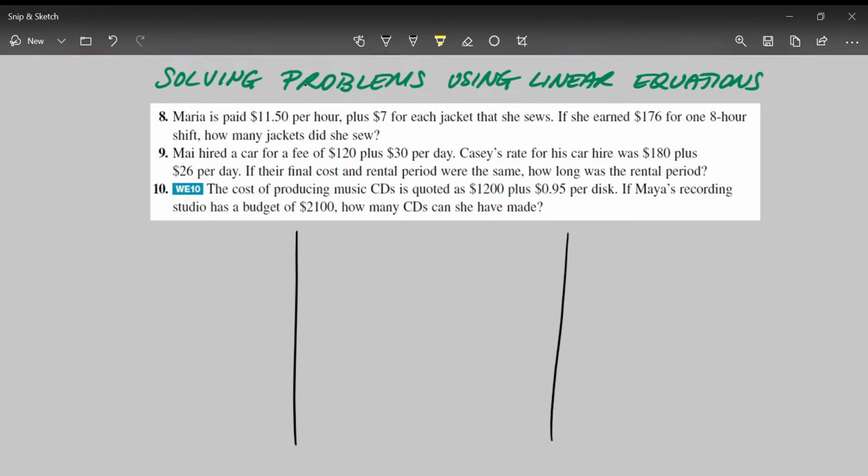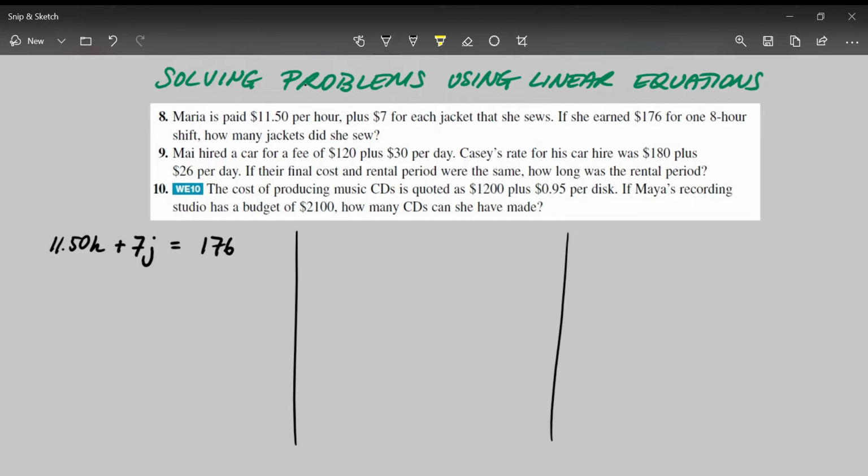I've got 3 examples here that I'd like to run with you, and hopefully this gives you a good head start to solving problems using linear equations. So first one, question 8, we've got Maria who is paid $11.50 per hour. So I'll put $11.50 per hour, H being the number of hours, and she also gets $7 per jacket that she sews. If she earned $176 for 1 8-hour shift, how many jackets did she sew?